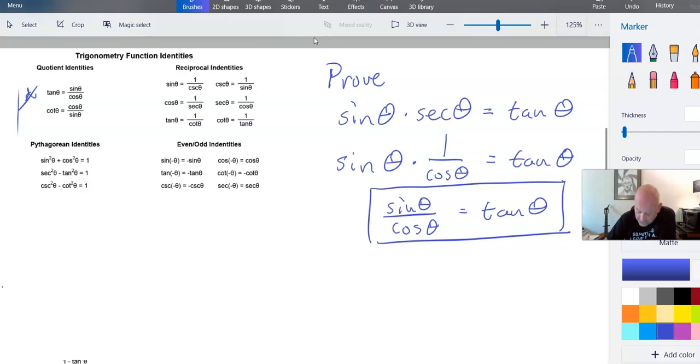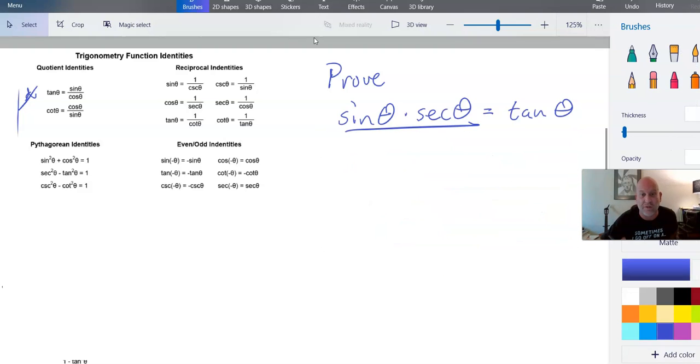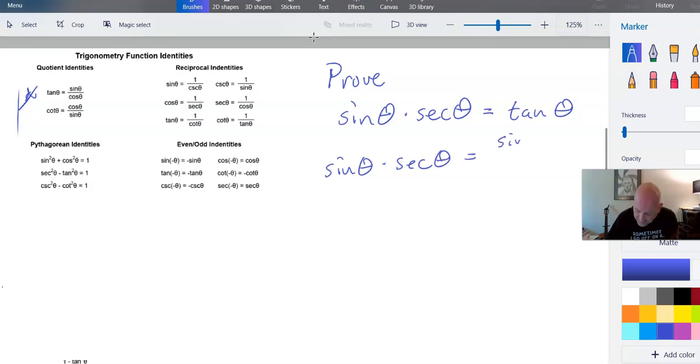Now, there's more than one way to do it, too. Like I chose to operate on the left-hand side, but I just as easily could have chosen to operate on the right-hand side. So I'm going to walk back again. We'll just look at it one more time and show that I can do this from the other side as well. Okay, so let's say I manipulate tangent. So sine theta times secant theta equals, well, let's see, tangent is sine over cosine.